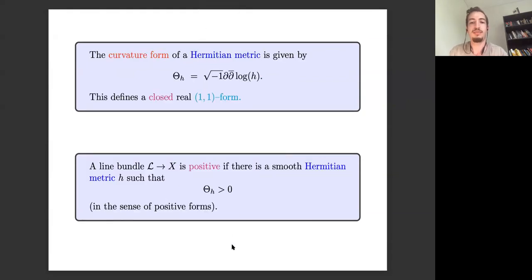Okay, so if I have a Hermitian metric on a line bundle, then the curvature form of that Hermitian metric is going to be given by this formula, i ∂∂bar log h. And this defines a closed real (1,1) form. We'll say that a line bundle is positive if there exists a smooth Hermitian metric such that the curvature form is positive. And I say positive in the sense of forms because I can write this locally in terms of some matrix, and that's a positive definite matrix, for instance.